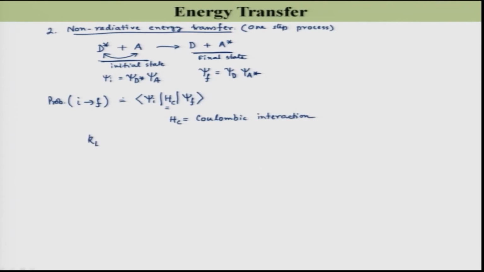So, the rate constant of this energy transfer, k_ET, will be given by |ψ_D* ψ_A| H_C |ψ_D ψ_A*| squared, right. So, this will be my rate constant of this energy transfer. Now, the interaction energy between the two dipoles. Let me talk about this Coulombic interaction.